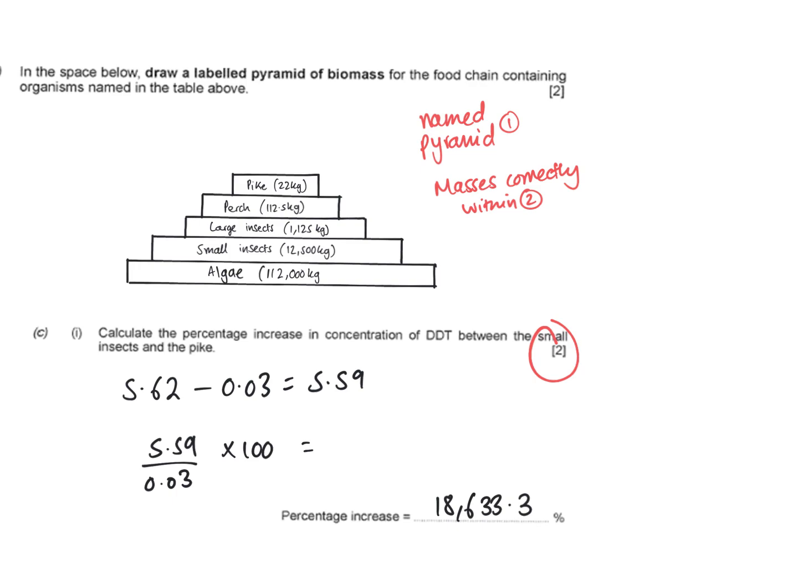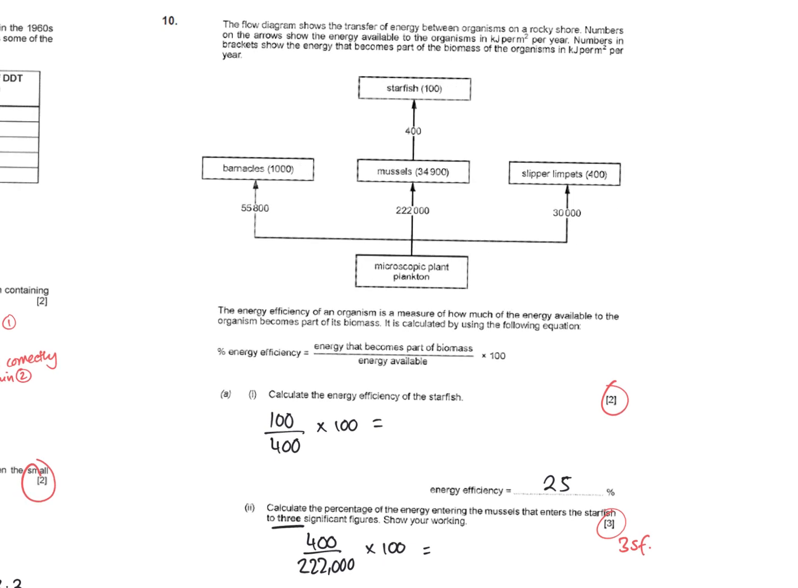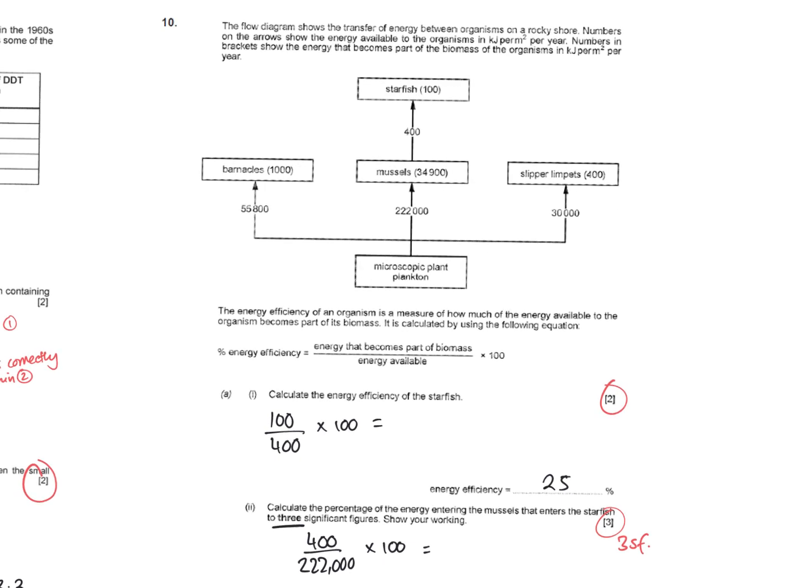18,633.3. Okay, moving across to the other side then, we have a flow diagram showing the transfer of energy between different organisms on a rocky shore. For part A, we're asked to calculate the energy efficiency of the starfish. So here we have the starfish has 100, whereas the original input was 400. So we're going to do 100 divided by 400 times 100, and that's going to give us an energy efficiency of a quarter, so 25%.